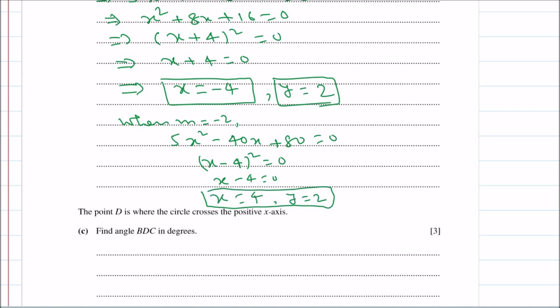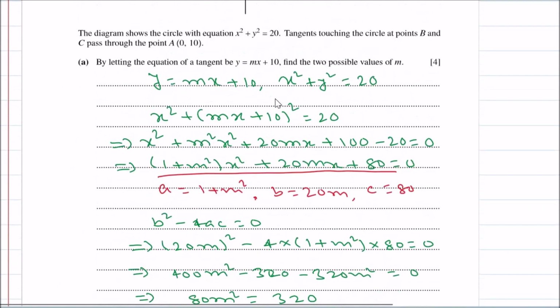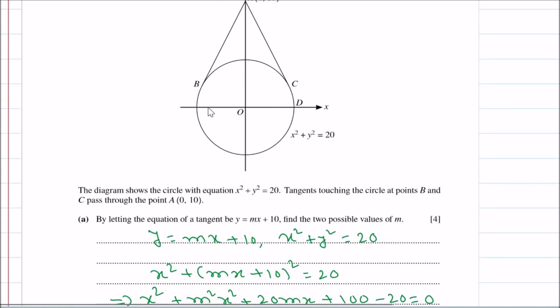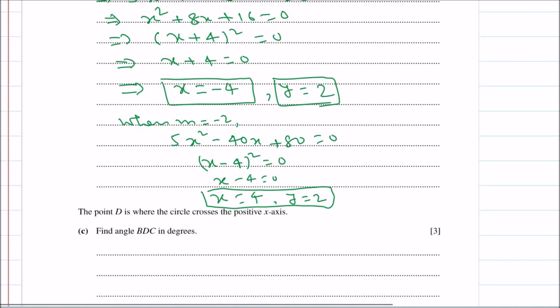So now coordinates of B and C are right. You can see in the diagram B is on the left side of the y-axis. That means it will be negative. So coordinate of B is the first one. Here B equal to minus 4, 2, and this is C, 4, 2. We are done with this.